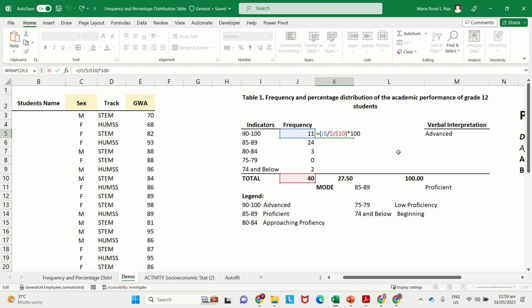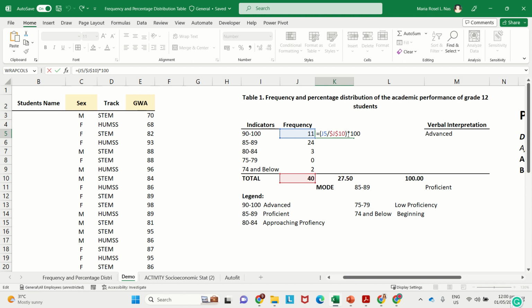So here, take note class that we make use of the relative referencing or the moving reference, and we also have here absolute referencing. So our absolute reference here is J10. So this is our absolute reference. And then we multiply it by 100. So take note of the BODMAS, the operation precedence for Excel.